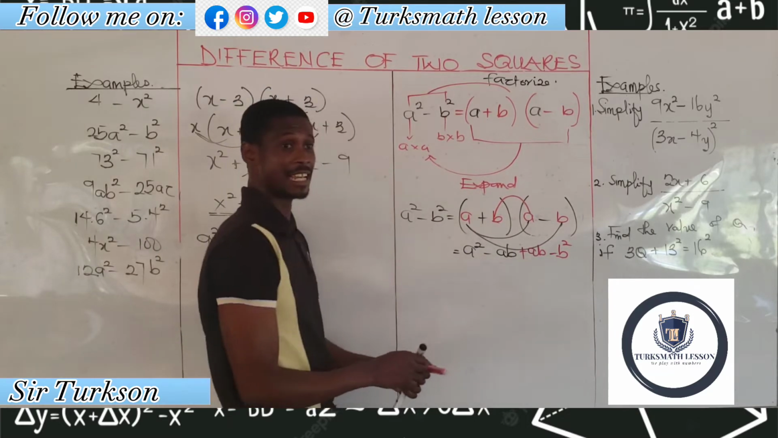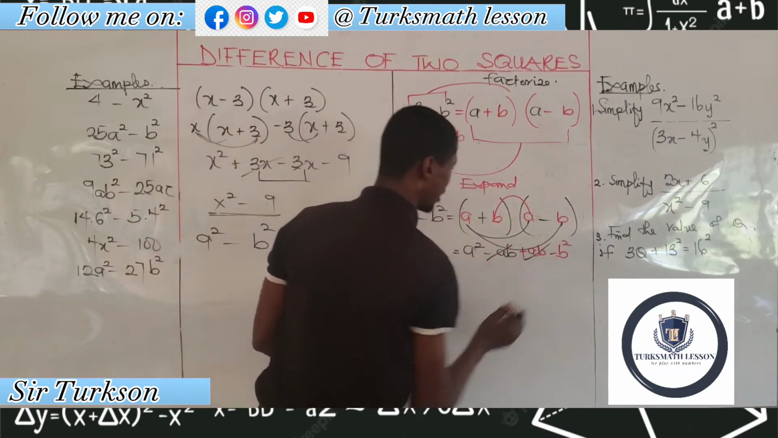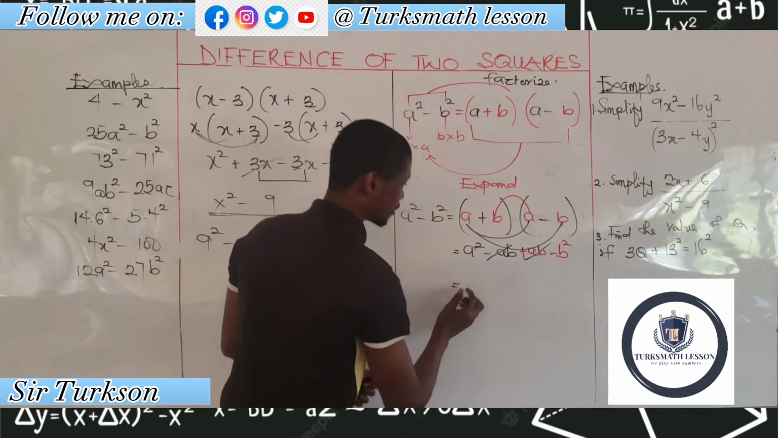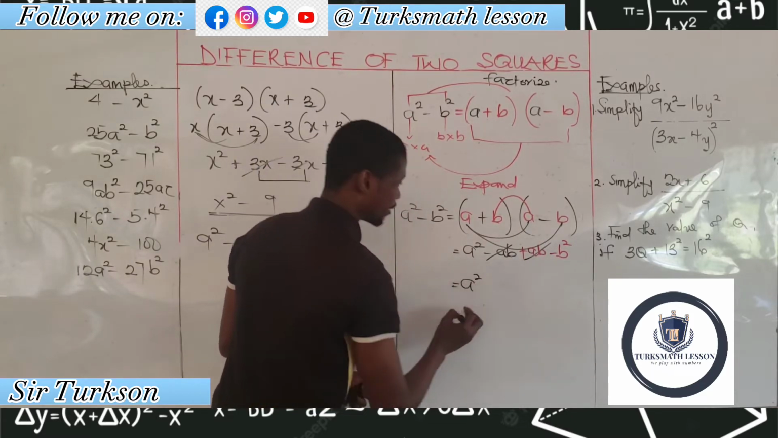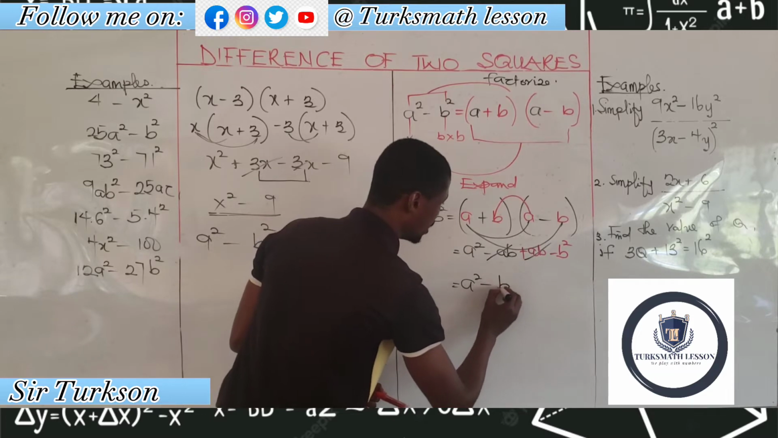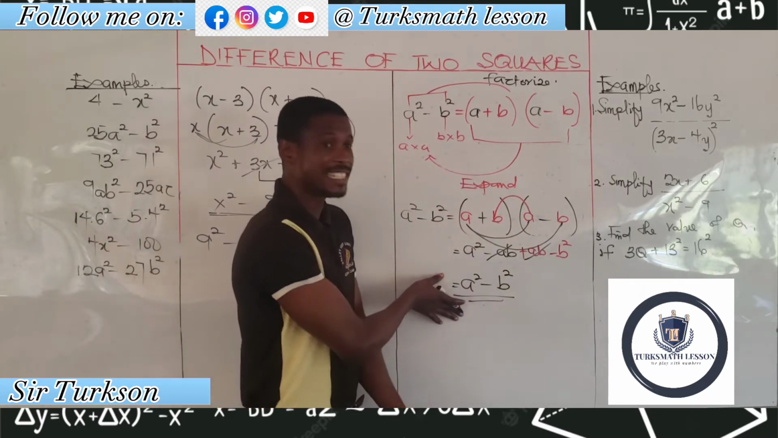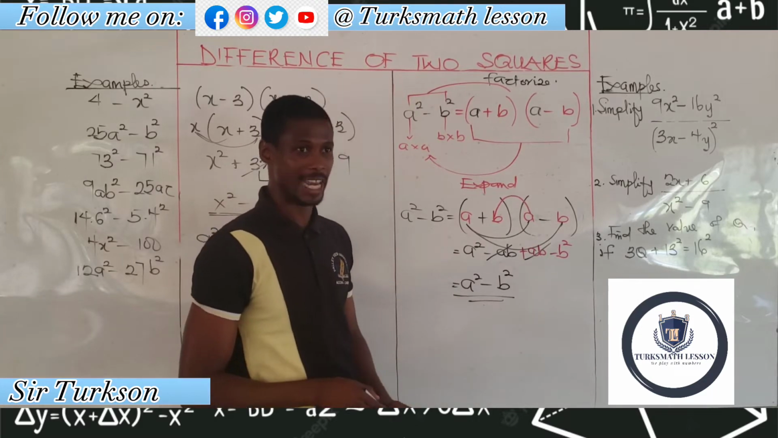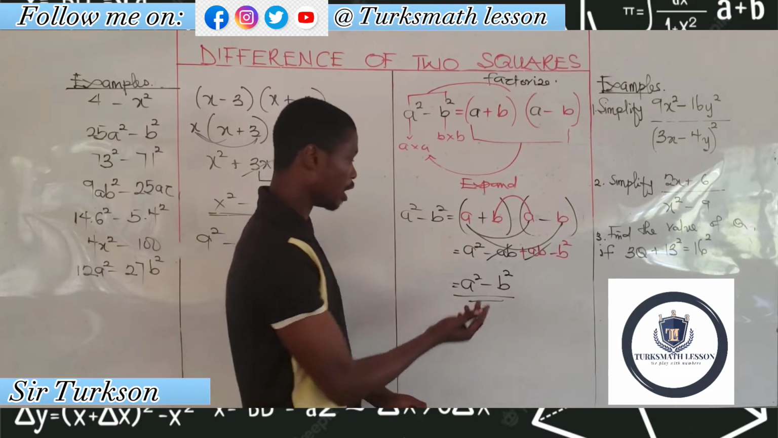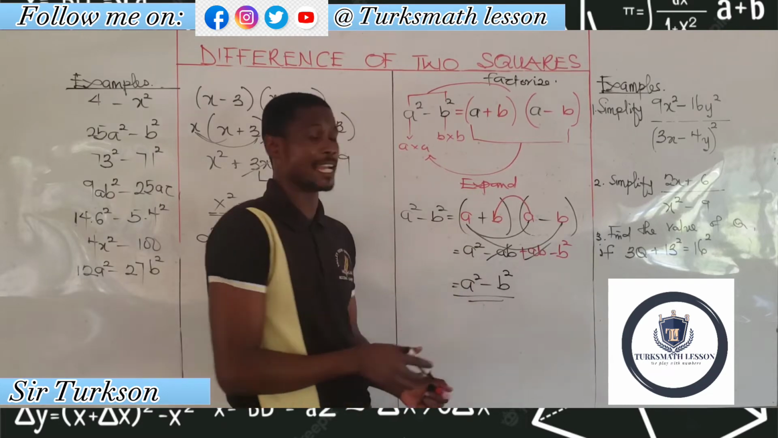And what are you going to say here? This and this are the same. So when you take out this and this will go out, right? Yes. So you are left with what? A squared minus B squared. Are you not having the same thing? Yes. So this makes it difference of what? Two squares. Because of the minus sign here.